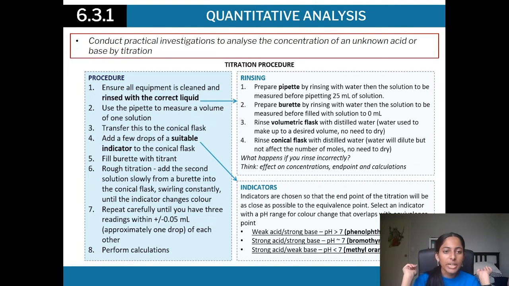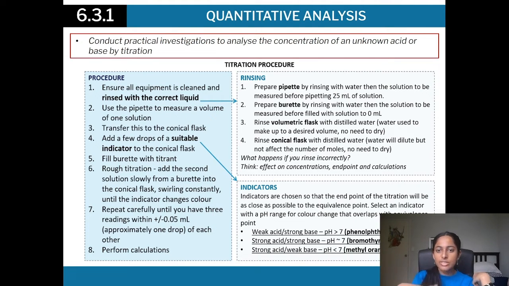You need to ensure that you're rinsing all your equipment correctly with the correct liquid. You'd have equipment like pipettes and burettes, volumetric flasks, and conical flasks. Each of them has different rinsing techniques. Your pipette needs to be rinsed with water, and then it needs to be rinsed with the solution that will go into it. So let's say you're using hydrochloric acid and you're pipetting 25 mL of it. Then you need to rinse it with water and then rinse it with hydrochloric acid.